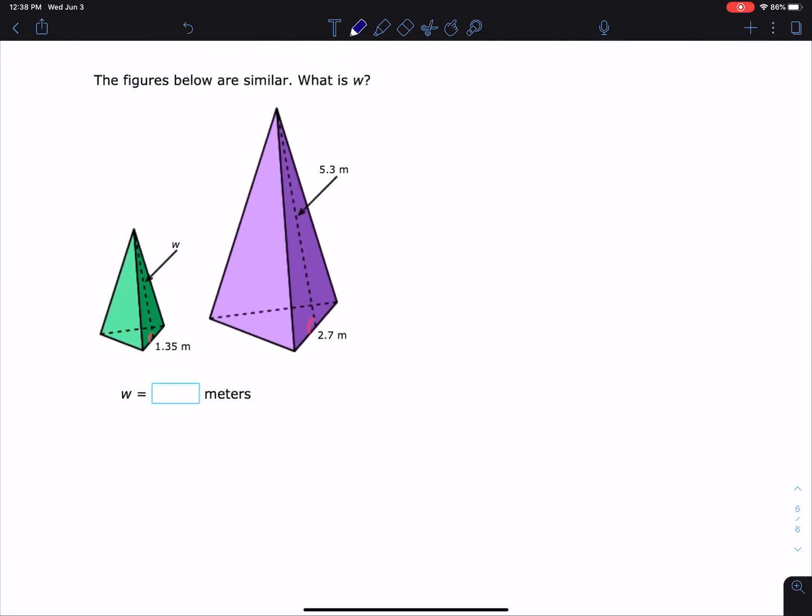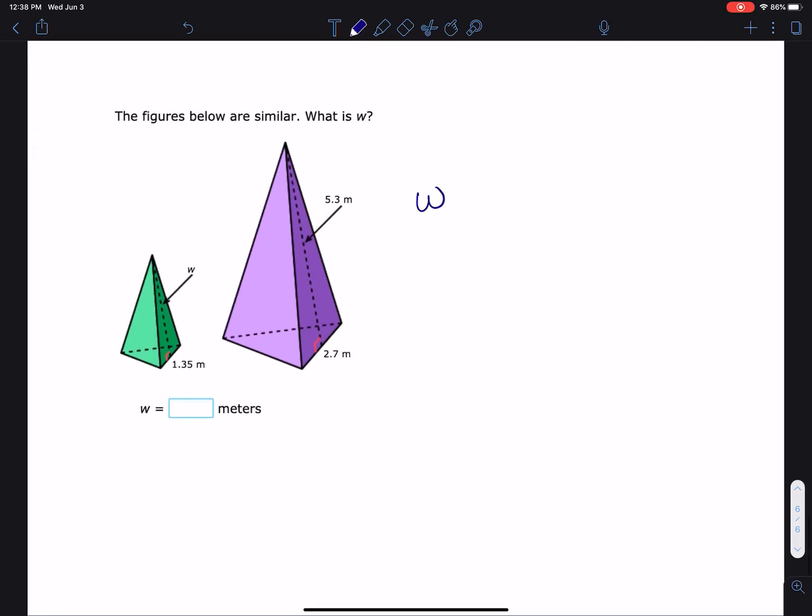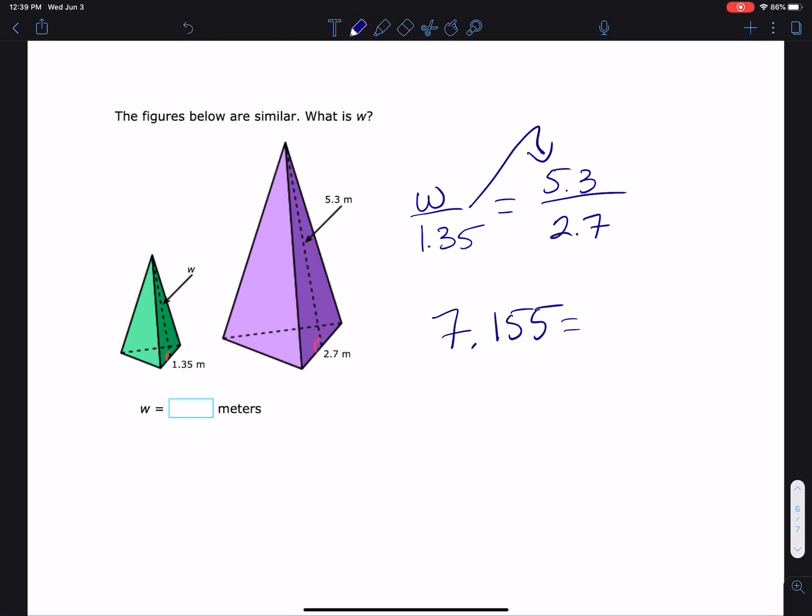Decimals. All right, so I'm going to say height w is to base 1.35, as height 5.3 is to base 2.7. So I'm just going to cross multiply here. So this would be 5.3 times 1.35 equals 7.155 equals 2.7w. Now let's divide by 2.7. And I get 2.65 meters.